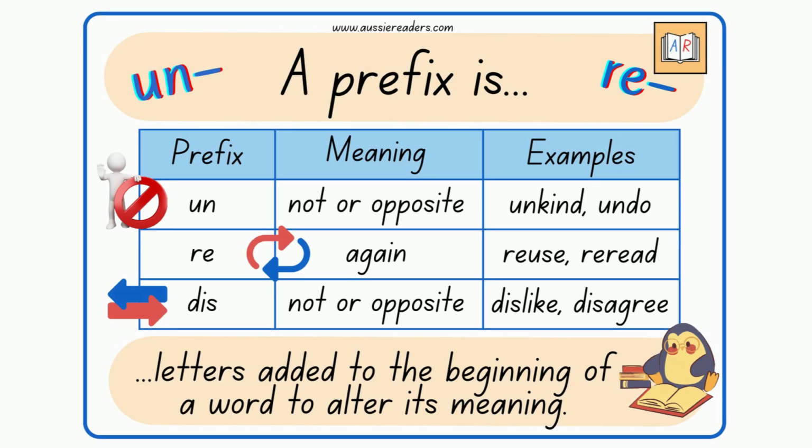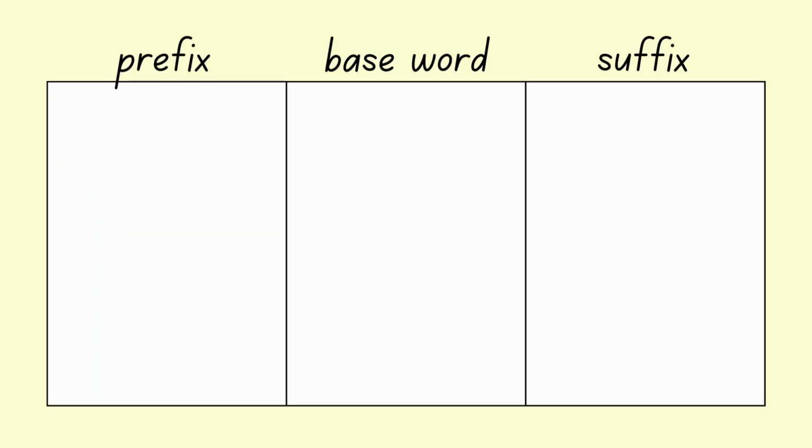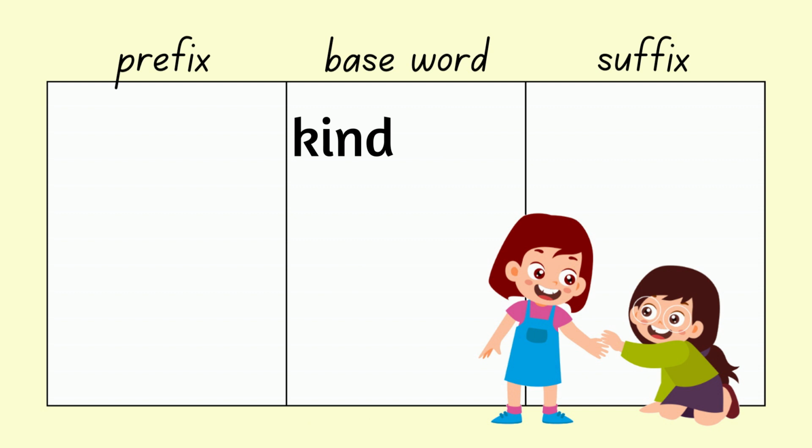Now let's look at a prefix. A prefix is letters added to the beginning of a word to alter its meaning. Watch and see how a prefix changes the meaning of a base word. We'll begin with the word kind. What does kind mean? It means caring. You're compassionate. You're looking after someone. If I was to add a prefix, that means letters before the word kind, and I added the letters un, which says un, I would change the word to unkind.